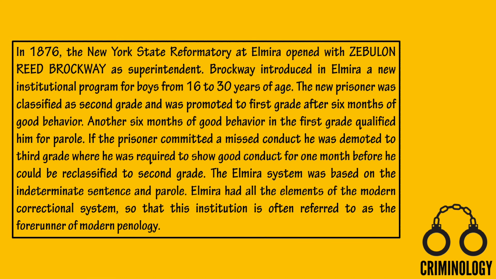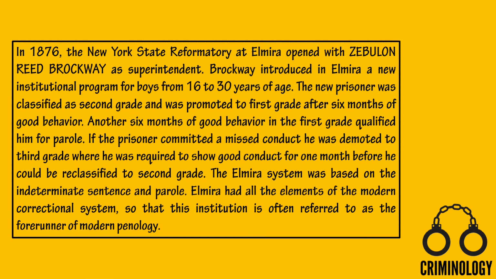In 1876 naman, the New York State Reformatory at Elmira opened with Zebulon Reed Brockway. Brockway introduced in Elmira a new institutional program for boys from 16 to 30 years of age. The new prisoner was classified as a second grade and was promoted to first grade after 6 months of good behavior. Another 6 months of good behavior in the first grade qualified him for parole.